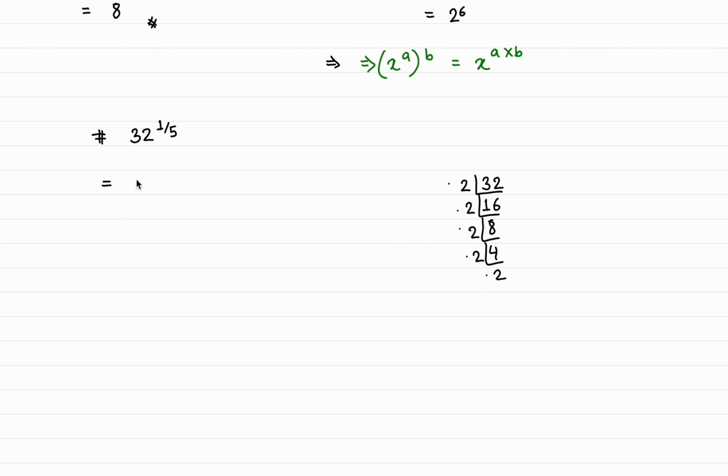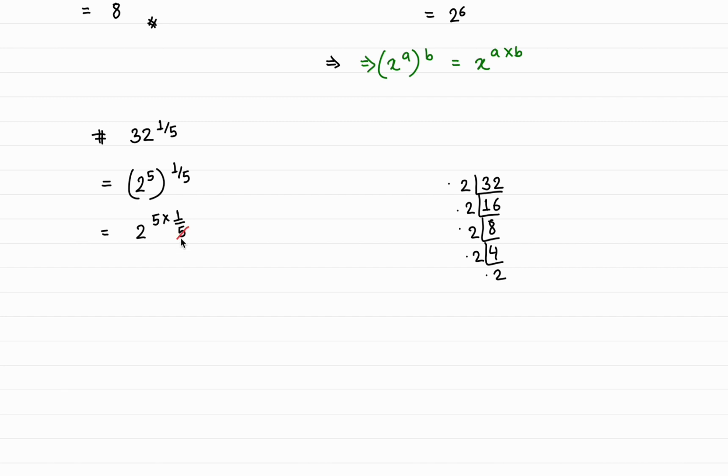Now we can write this 32 as 2 to the power 5. And then we have a 1 over 5 over here. Now if two powers are separated by a bracket or if they are very close, we can multiply those two powers. So what we are going to get is 2 to the power 5 times 1 over 5.